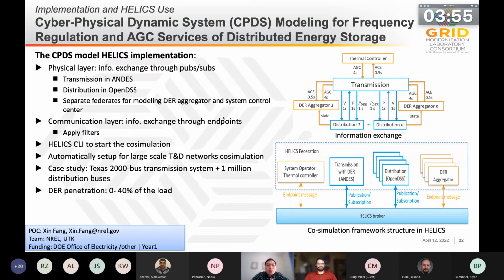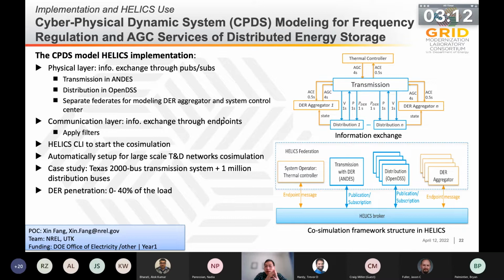As I mentioned, this project is to build a transmission and distribution dynamic co-simulation model as shown in the lower right figure. We use Helix as a co-simulation broker, and the transmission dynamics is performed in Andis, and the distribution simulation is in OpenDSS. We also built several other federates, like a transmission operator federate to calculate the transmission network control signal, like the AGC signal at the system level. And we want to build a DER aggregator federate to control the response of DERs, like distributed PV, distributed storage, and electric vehicles.